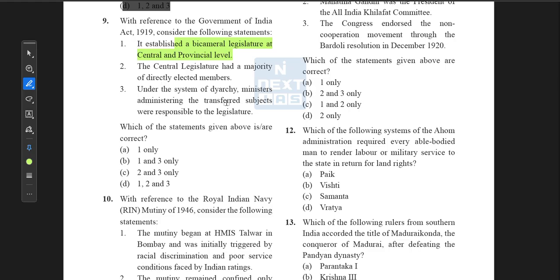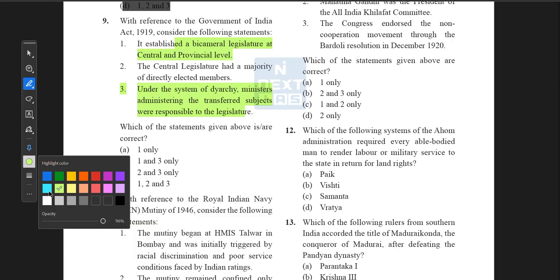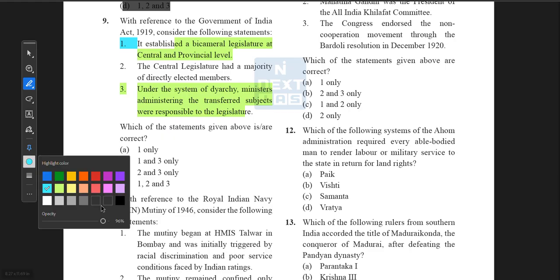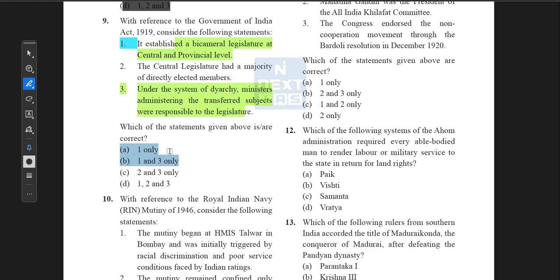Under the system of dyarchy, ministers administering the transferred subjects were responsible to the legislature. I think this is correct. One and three are correct, but I don't know about statement number two, that the central legislature had a majority of directly elected members. I think it should be. However, we do know that one and three are correct. So option C and A have been removed, and we are left with option B and D.